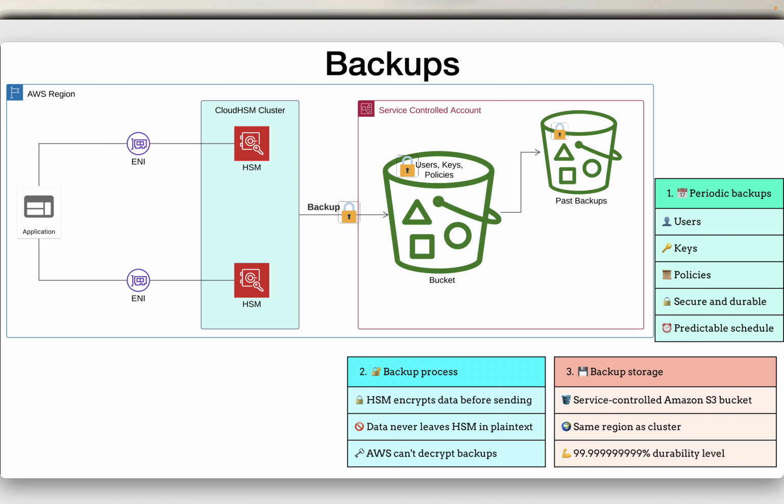AWS Cloud HSM stores backups in a service-controlled Amazon Simple Storage Service, Amazon S3, bucket in the same region as your cluster, and backups have 99.99 durability, the same as any object stored in Amazon S3. So this is standard durability. Basically this is a service controlled account in the same region. It will just create a bucket for this specific purpose, but it will be a service controlled AWS account where it will be safely securing the backups, and this cannot be decrypted by AWS.